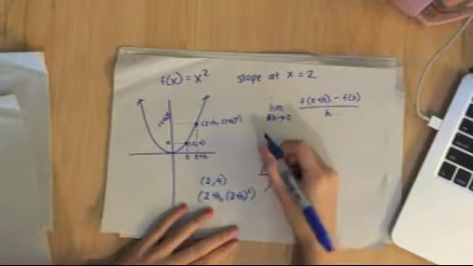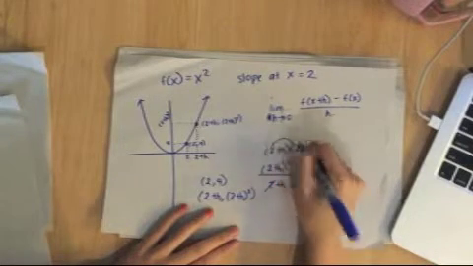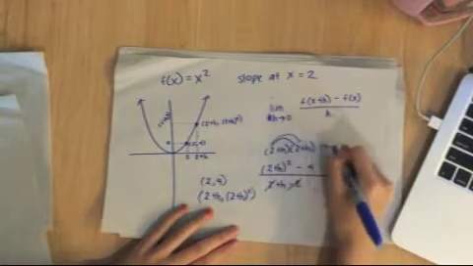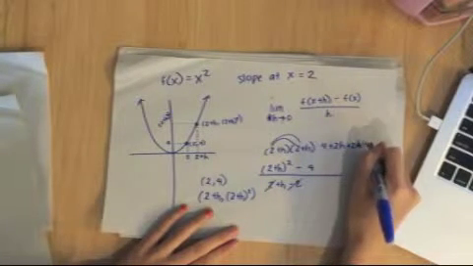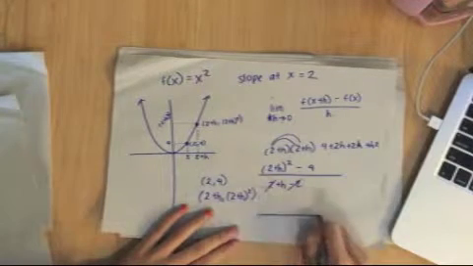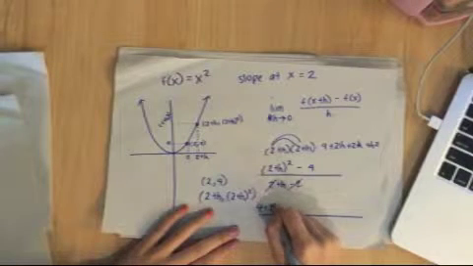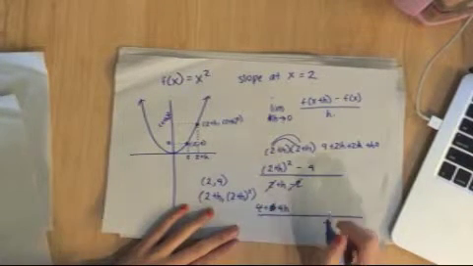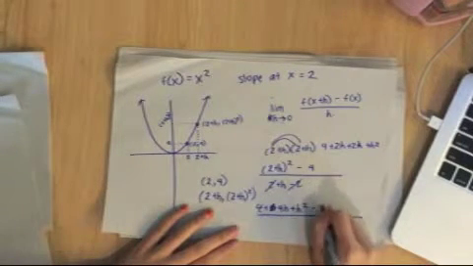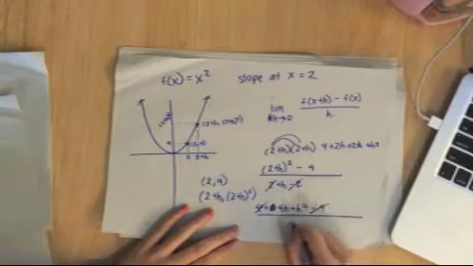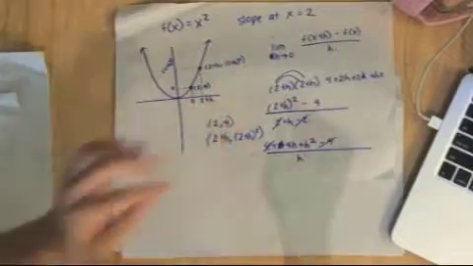And if we expand this, if we FOIL, we get 4 plus 2h plus 2h plus h squared. So let's just simplify this real quick. 4 plus 4h plus h squared minus 4. These cancel out. We are left with this.